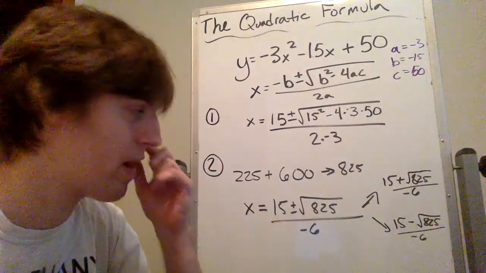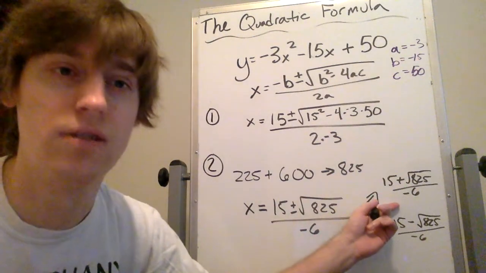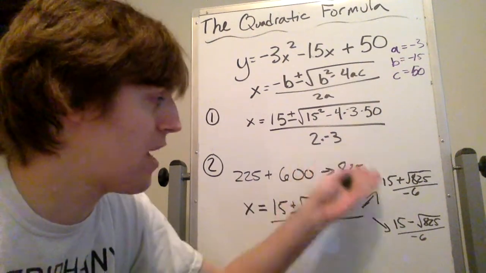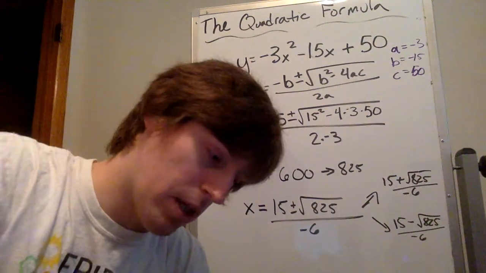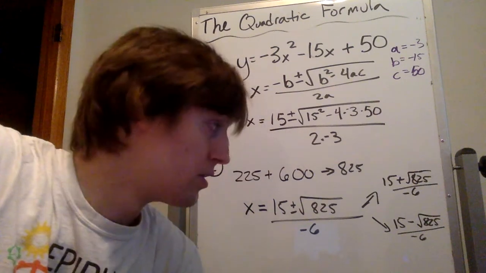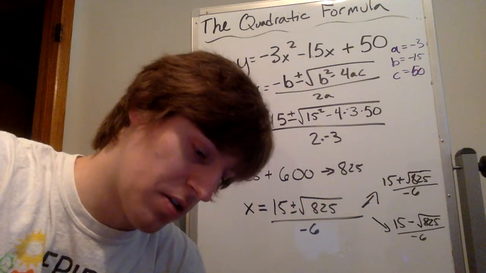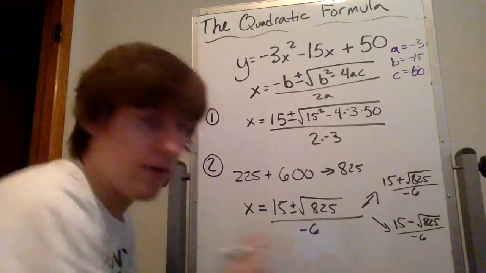Since we already have irrational numbers, I probably want to know what that is. Is this 12? Is it 37? I don't even know what that is. So I'm going to just type it all in: 15 plus that, enter, divided by -6.